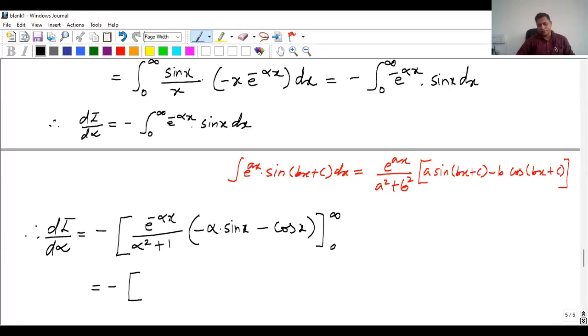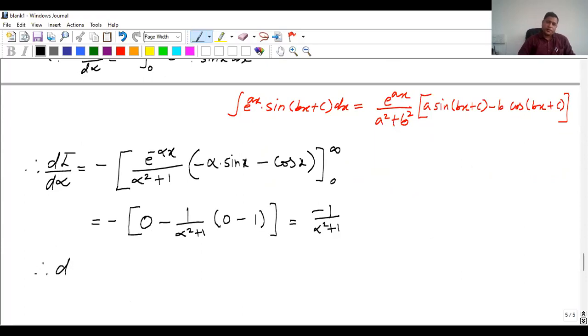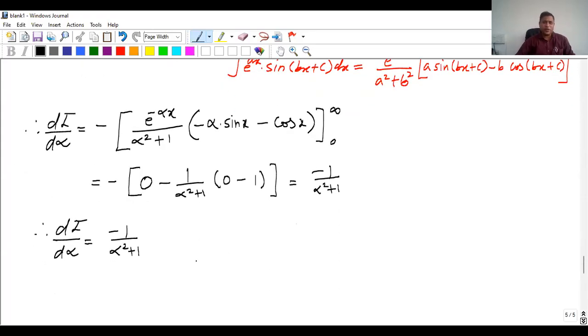Okay. So now see, if we put x is equal to infinity, then this e raised to minus x is going to be 0, because we have e raised to minus infinity, which is 0. So this term is going to be 0. Minus the lower limit. So e raised to 0 is going to be 1, and here we have alpha square plus 1. Sin 0 is 0. Minus cos 0 is going to be 1. So we have this minus, and this minus. So it will become minus 1 upon alpha square plus 1. So what we get here is dI by d alpha is equal to minus 1 upon alpha square plus 1.